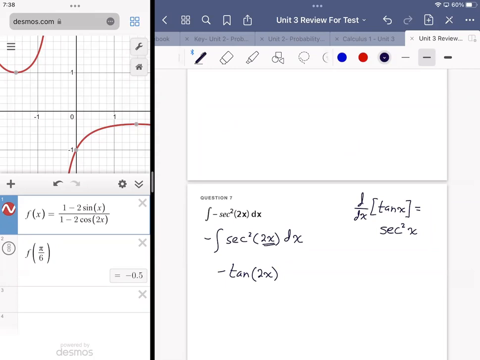Well, if I had the need to take the derivative of negative tangent of 2x, I'd have the negative, tangent would become secant squared of 2x, but then by chain rule, I'd have to multiply by the derivative on the inside. So I'd actually get double what I would really want. And so to correct for that, I would do the exact opposite. Instead of multiply by 2, I would divide by 2. So multiply by 1/2 or just divide the whole thing by 2.